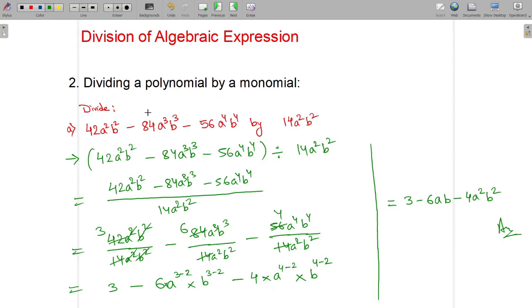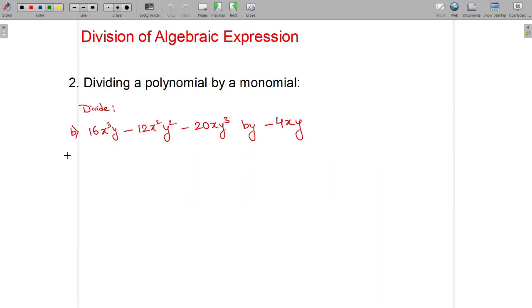I am going to take one more question of this category, that is polynomial by a monomial. So now in this case, you see the monomial has a minus sign out there. Okay, so how to divide? First we will write this polynomial, then divided by minus 4xy. So the polynomial is getting divided by minus 4xy, so how are we going to arrange this? Each and every term of the polynomial will get divided by the monomial.